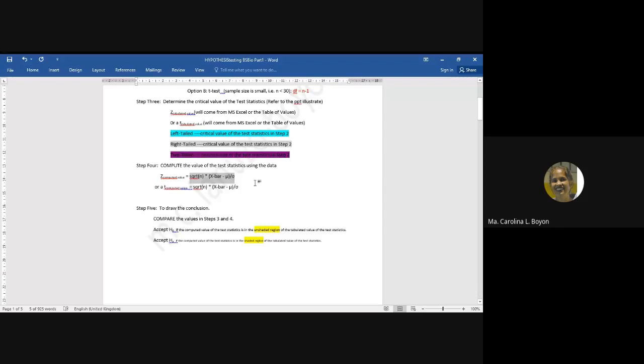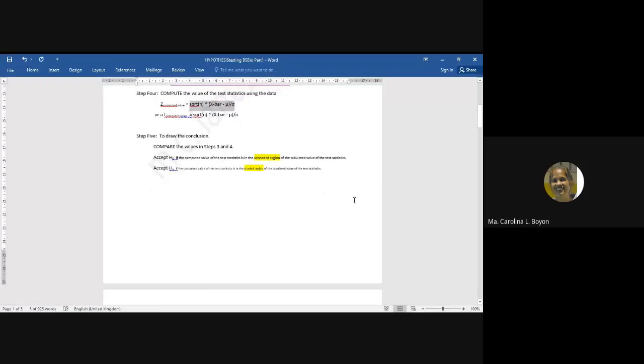For step five, this will now be the declaration or the inference based on step two and step three. So we compare the theoretical value of the test statistics with the computed value, the Z computed or the T computed, whichever is applicable.